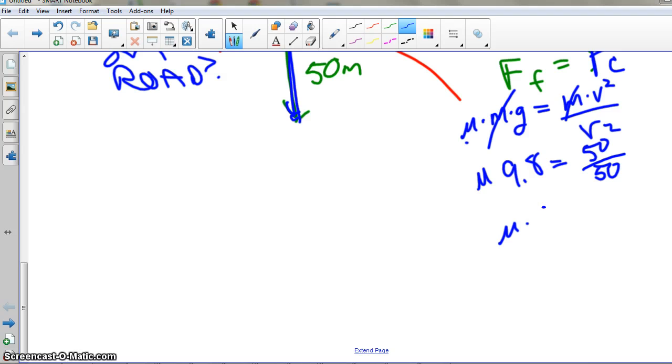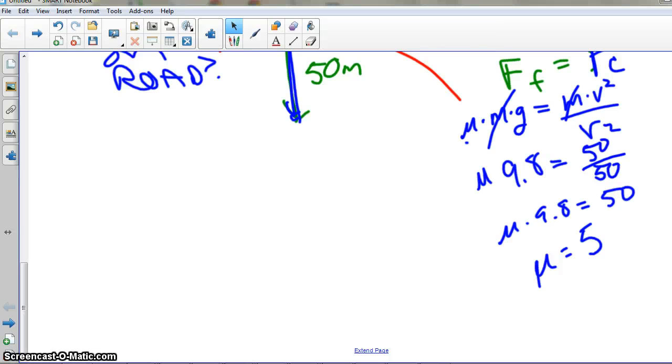So we have mu times 9.8 equals 50. So we divide 50 by 9.8, which is essentially dividing it by 10. So we have a mu of about 5-ish, maybe just a hair over 5. In other words, is this car staying on the road? No. Remember, mu's typically are somewhere between 0 and 1. And so this is a car which is doomed. You should probably not be going quite that fast.